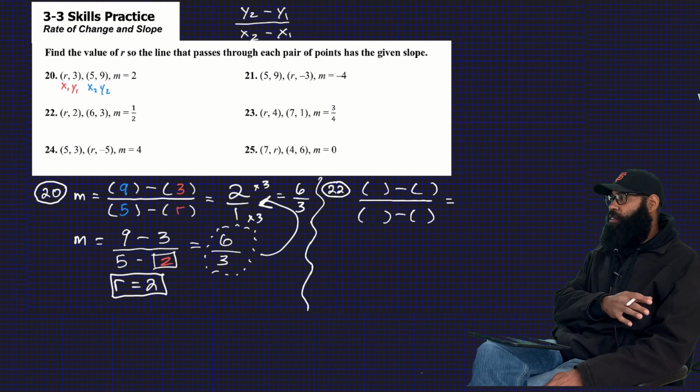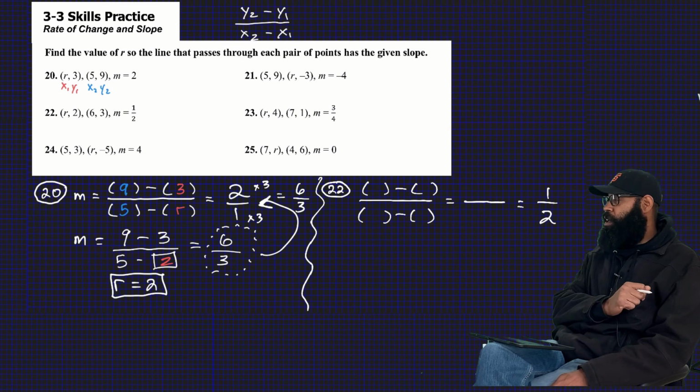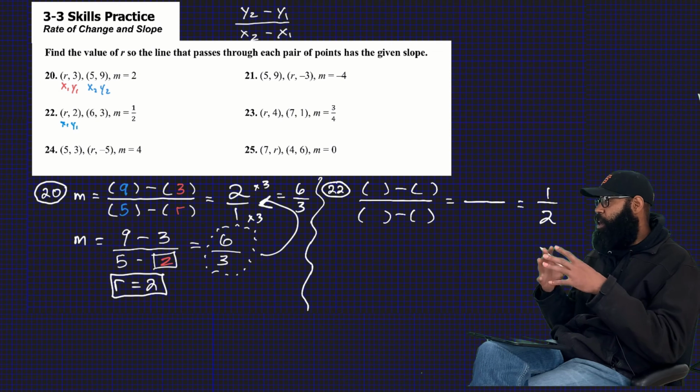For 22, they give us 2 coordinate points. First coordinate point is r and 2, second coordinate point is 6 and 3, and we have a slope of 1/2. So I'm looking for a numerator, 2 numbers that when subtracted give me 1, and the denominator where 2 numbers subtracted give me 2. What are those numbers? Let's plug in.